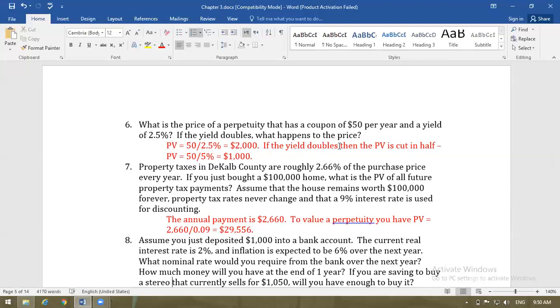If the yield doubles, what happens to the price? The yield becomes double, 2.5 to 5%. The bond price will be 1,000.